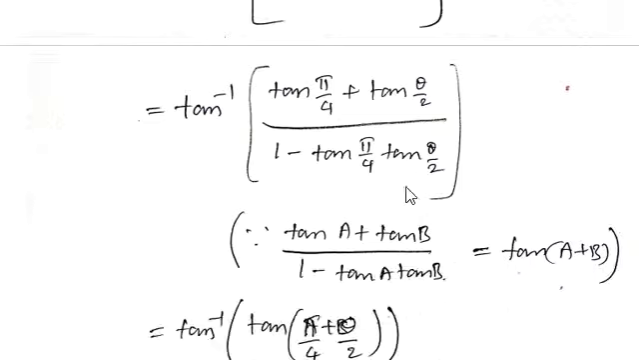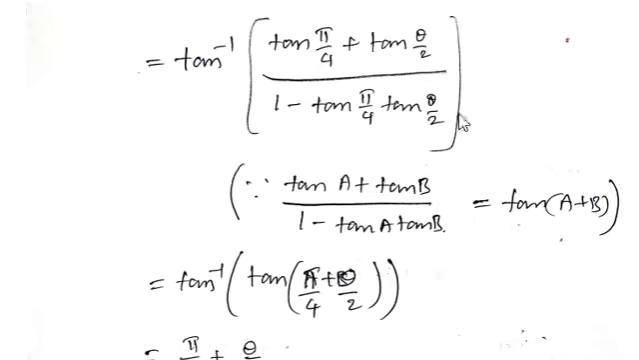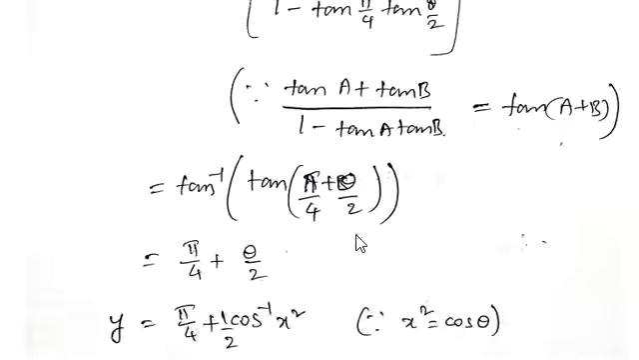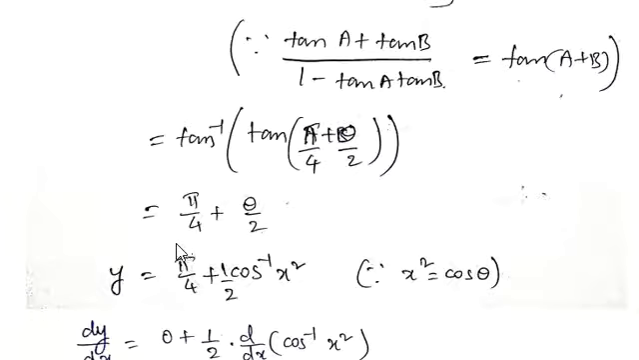So if you see, this is in the form of tan a plus tan b by 1 minus tan a tan b, for which we can write tan of a plus b. So in the place of a we have pi by 4, in the place of b we have theta by 2. So for this we can write tan of a plus b, that is tan of pi by 4 plus theta by 2. So tan inverse and tan cancel, so the remaining thing will be pi by 4 plus theta by 2. So this is y, and y is equal to pi by 4 plus half into theta, and in the place of theta you can write cos inverse of x square.